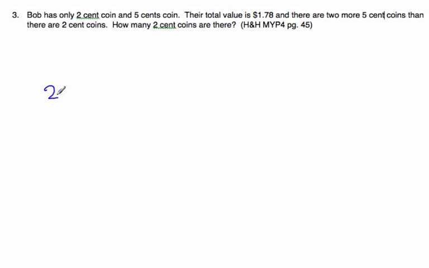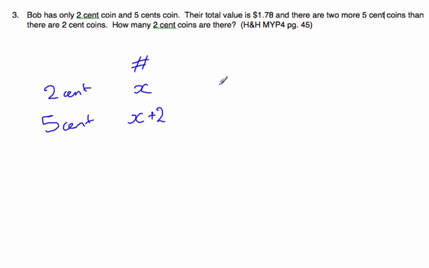He's got 2 cent coins, and he's got 5 cent coins. All right, so I'm going to put here how many of each he has got. The question says he's got x 2 cent coins. But that allows us to say the number of 5 cent coins is 2 more than that.